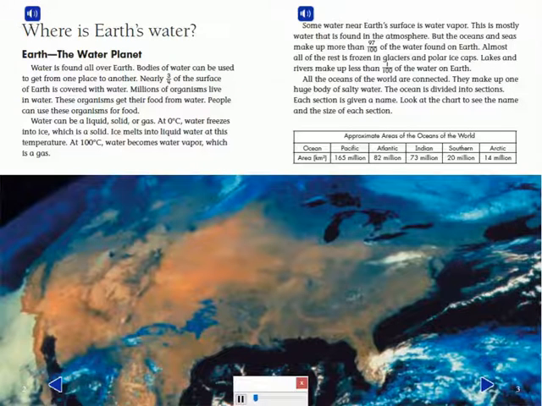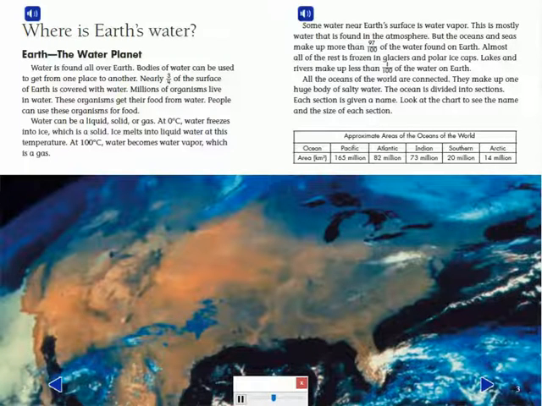Where is Earth's water? Earth, the water planet. Water is found all over Earth. Bodies of water can be used to get from one place to another. Nearly 3/4 of the surface of Earth is covered with water.